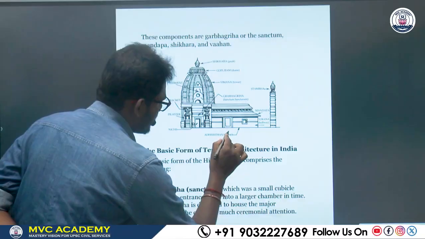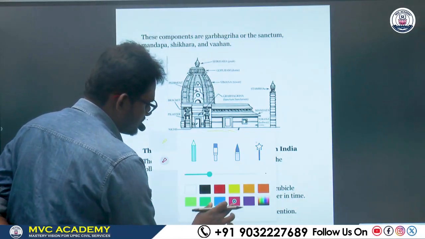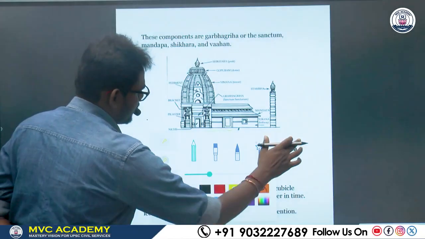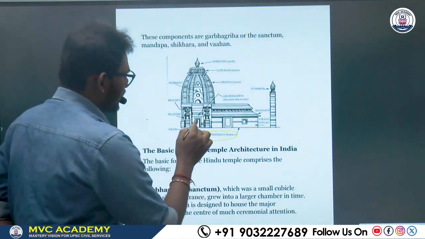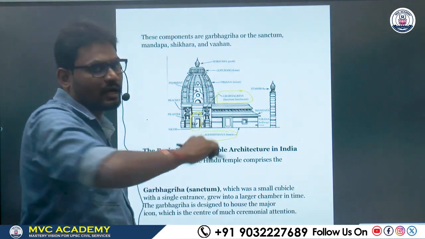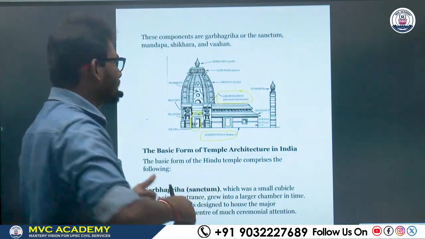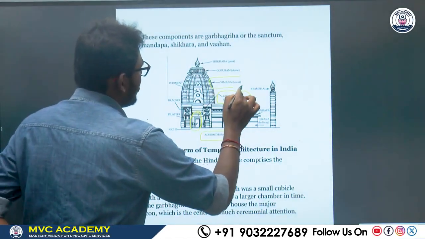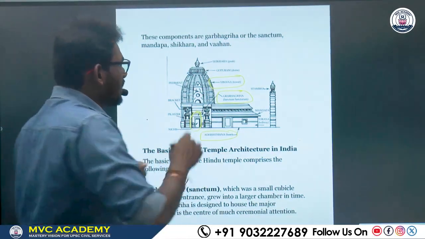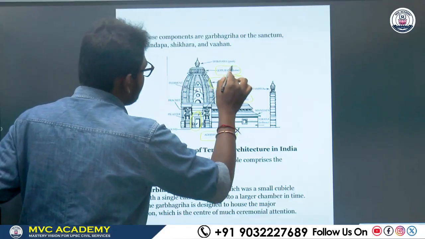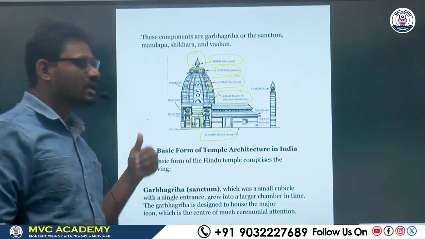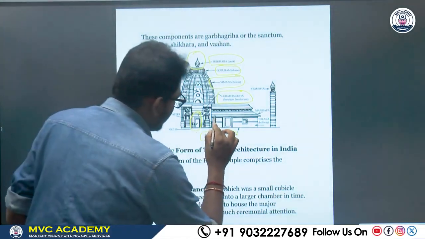Here the base is known as Adhisthana, and the main idol is kept in the Garbhagruha, or sanctum. Next we have Vimana, which is a tower-like structure. Then it is associated with Gopuram, and at the top we have Shikara, and the entrance.